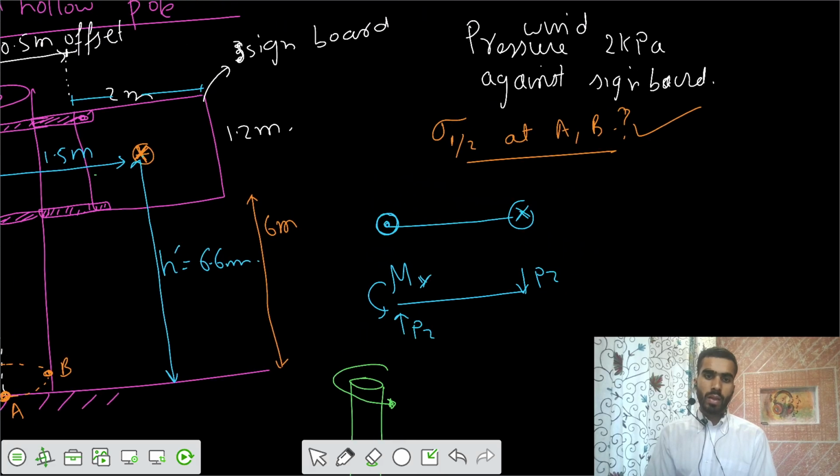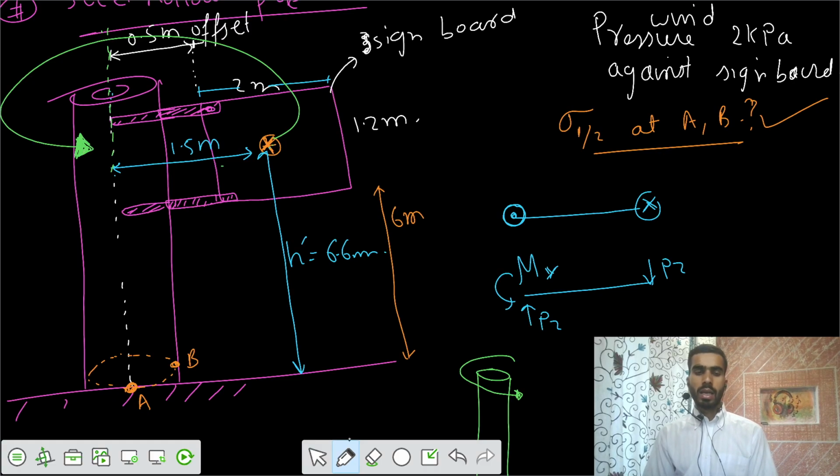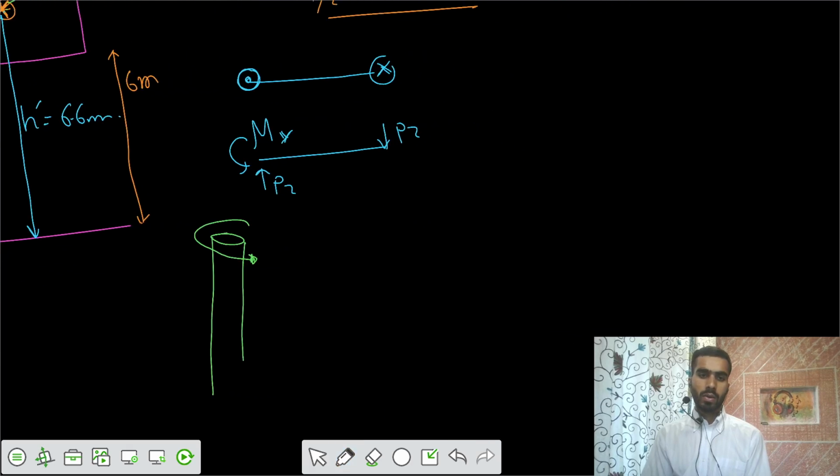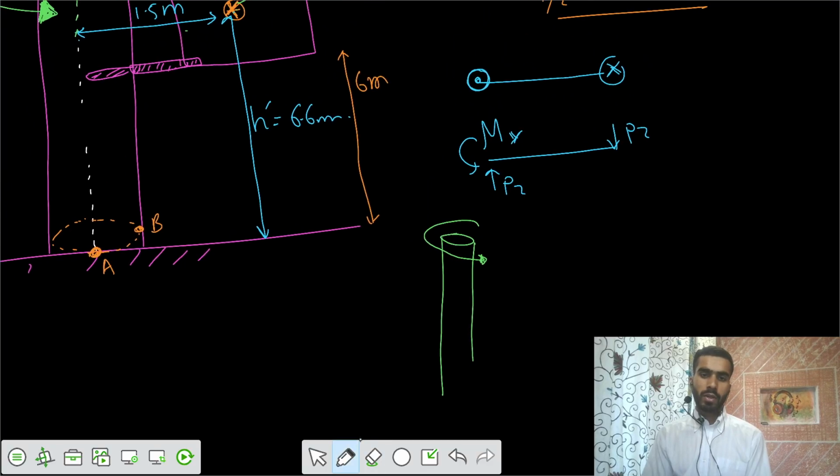PZ effect. Because of this, about this axis, it is trying to rotate this sine board about the y-axis in this way, so there is a resistance. Finally, a moment, or we can say a torque, has been developed in this way. If the moment is developed in this way, we can call it a torque. That value of torque equals Pz into 1.5 meter.